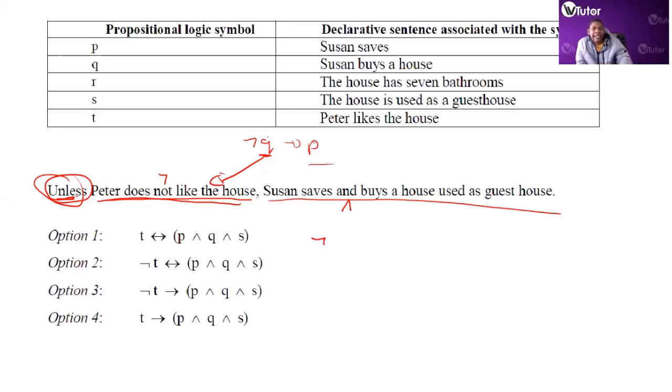So Peter liking a house is T, not Peter liking a house. Peter does not like a house. Implies, what does it imply? Susan saves P and buys a house Q, and it's used as a guest house S. So we then have double negation gives us T implies P and Q and S.